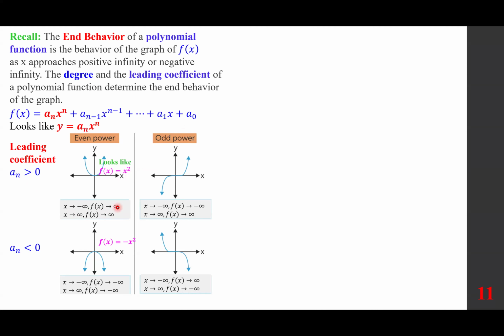F of x goes to positive infinity. On the other hand, if a sub n, the leading coefficient, is negative, it looks like minus x squared. So whether x goes to negative or positive infinity, in both cases f of x goes to negative infinity, meaning in this case the end behavior gives us the first and second quadrants, in this one the third and fourth quadrants. However, if it's an odd power, then it looks like either y equals x cubed or minus x cubed.